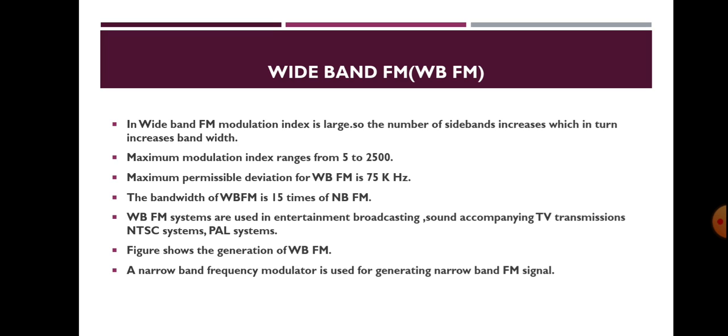So next we will go to wideband FM, that is WBFM. In wideband FM, the modulation index will be very large, so the number of sidebands produced will be higher, which in turn increases the bandwidth. The maximum modulation index in the case of wideband FM will be 5 to 2500. That means it is a high value, so it produces a large number of sidebands, so the bandwidth will increase. The maximum permissible deviation for wideband FM signals is 75 kilohertz, whereas in the case of narrowband FM it was 15 kilohertz. And the bandwidth of wideband FM is 15 times higher than that of narrowband FM.